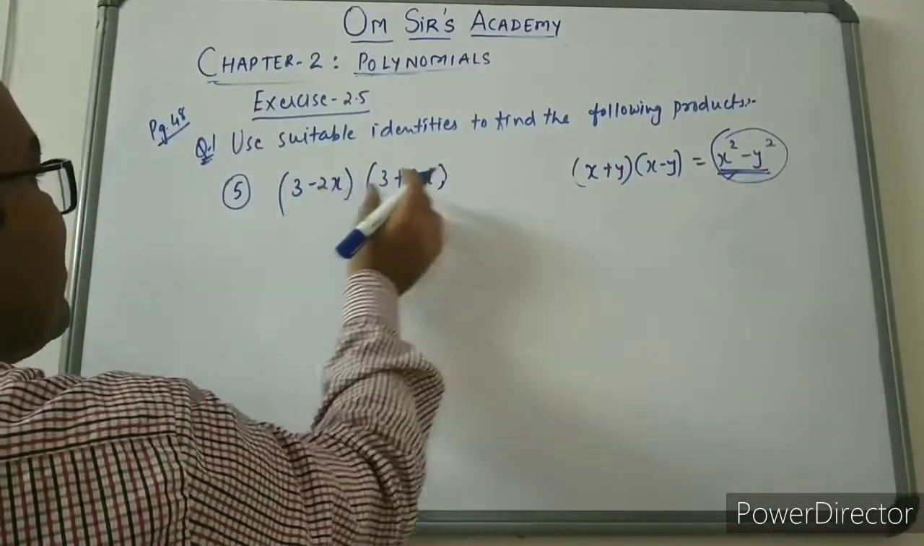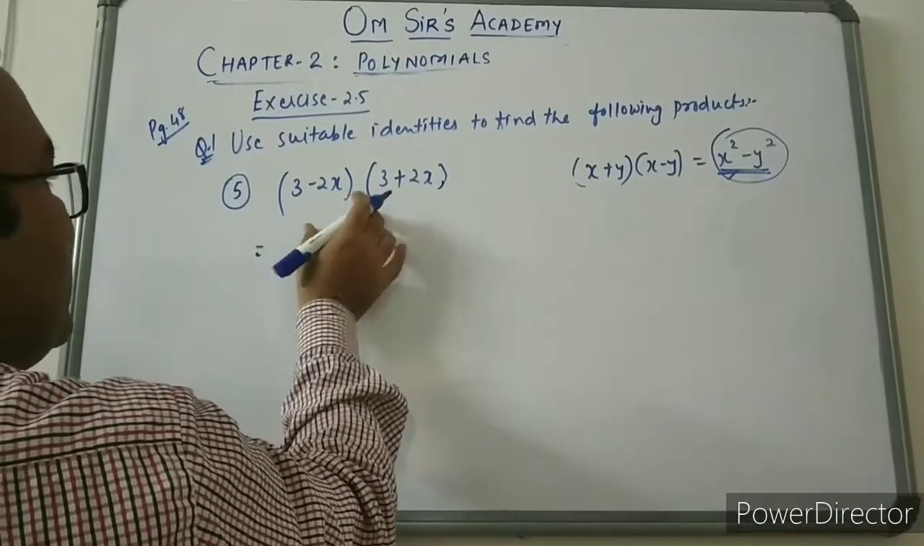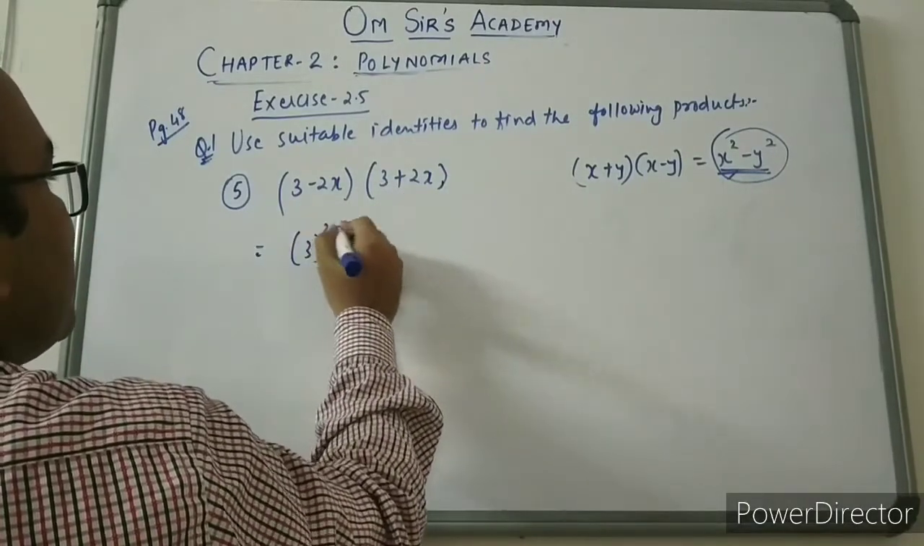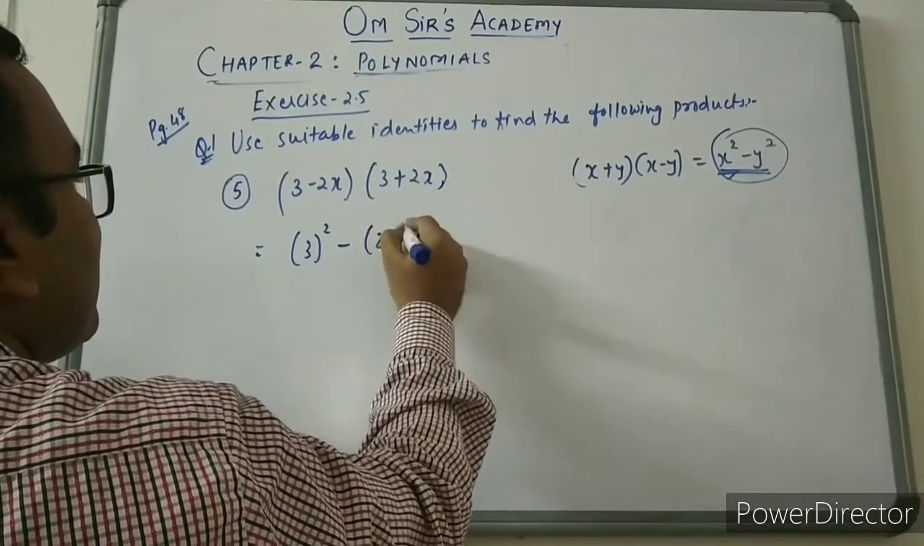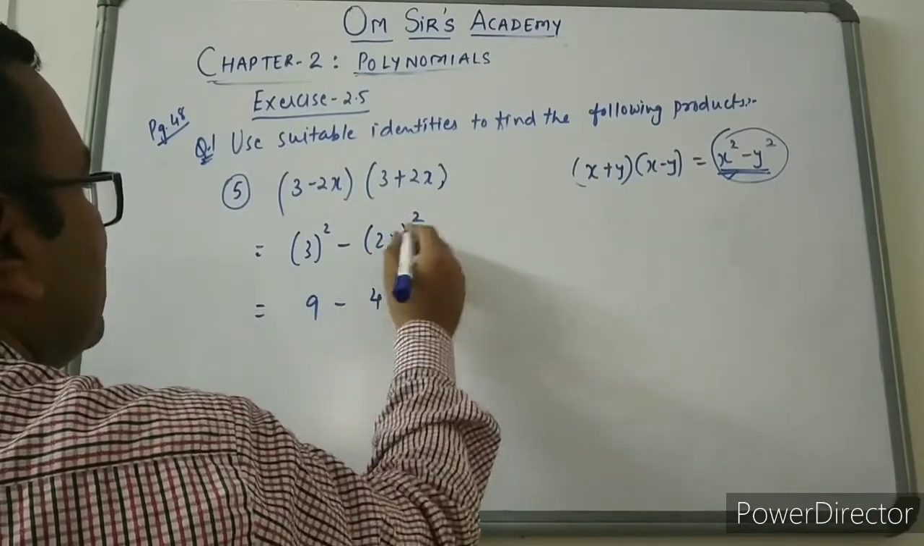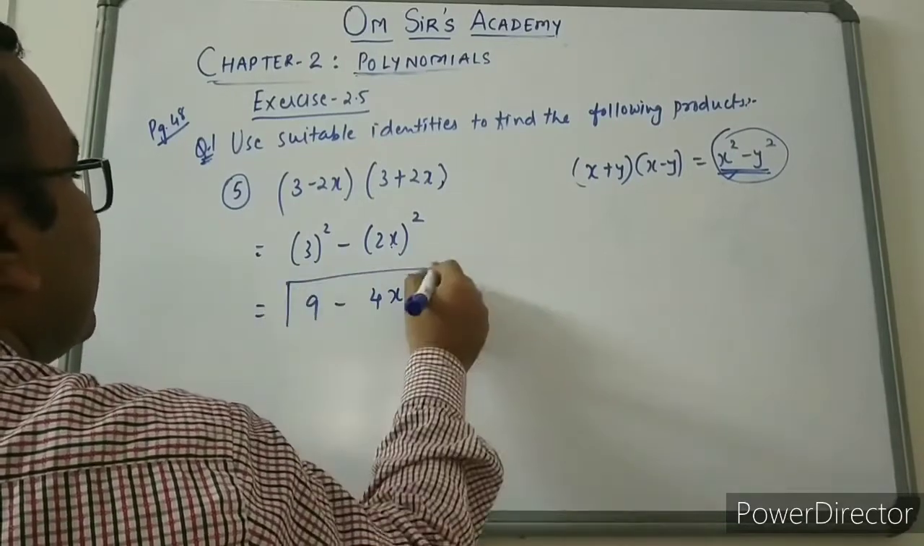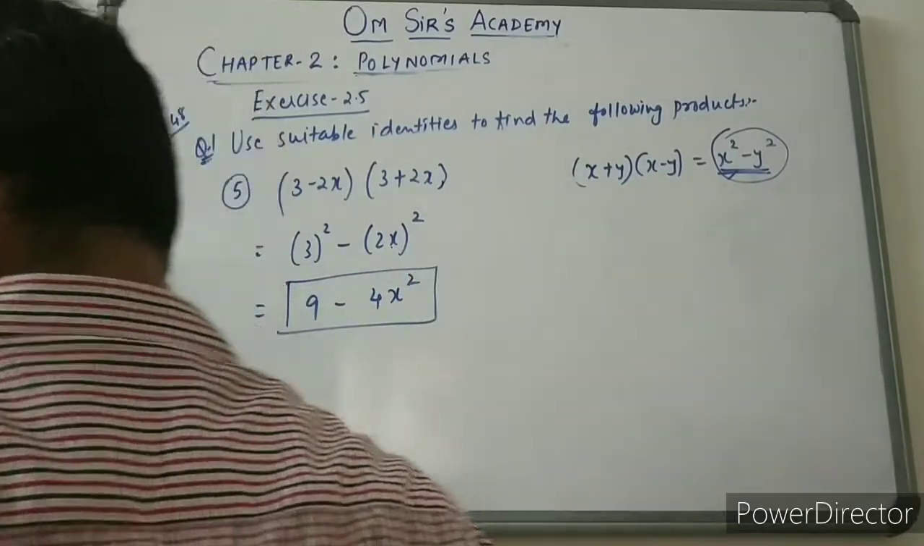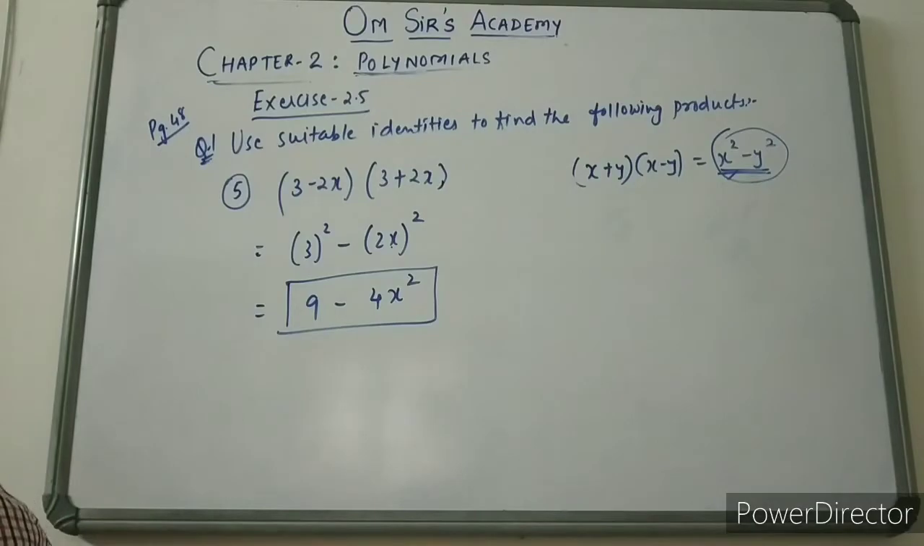So it is a minus b, a plus b. So solution is what? A square minus b square, that is 3 the whole square minus 2x the whole square, that is 9 minus, 2 ka square kya ho jayega? 4. x the whole square kya ho jayega? 4x square. So this is my answer. So hope this is clear, friends.